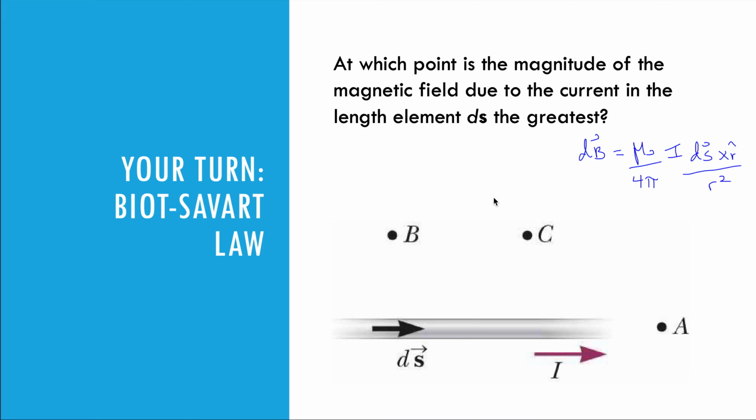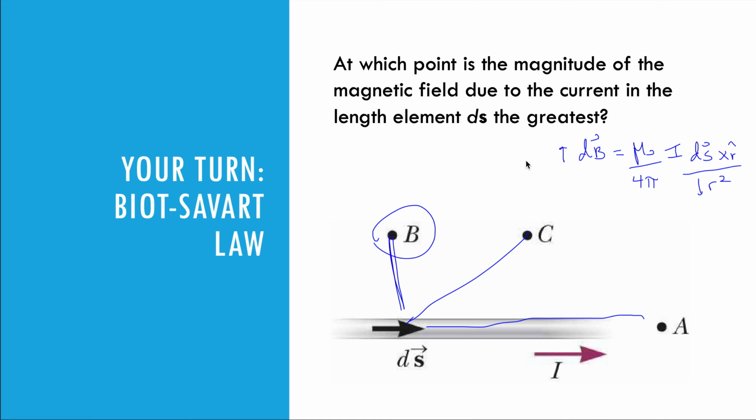Okay, so you had plenty of time to think about it. We know that the magnetic field depends on the distance. So we know that the closer that we are, right, the smaller the distance, the larger the field. So just from that, you might think, well, point B is the closest, and then point C, and then point A is the farthest away. And that actually does give you the correct answer, that the field is greatest at point B.